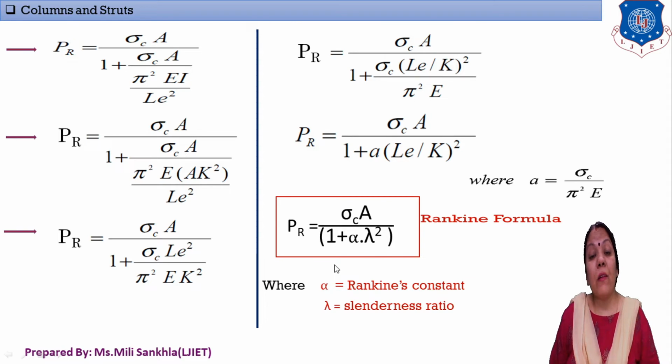This is the final equation of the Rankine load for an intermediate column. PR is equal to sigma C into area, divided by 1 plus alpha lambda square, where alpha is equal to the Rankine constant and lambda is equal to the slenderness ratio. Clear? Now next theory.